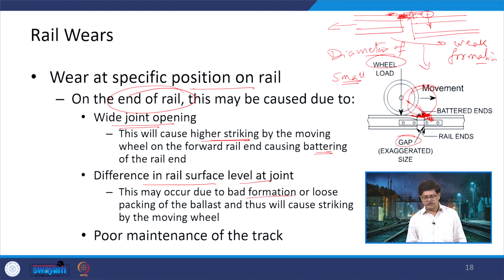It occurs due to bad formation or loose packing of the ballast, which will cause striking by the moving wheels. One factor which we have been discussing from the very starting is poor maintenance: poor maintenance of the track in terms of the formation level, the ballast, the sleeper, the fastenings between the rail and the sleeper, or even in the case of a rail which has been observed to have some fractures starting and remedial measures have not been taken. In those cases, it is always a possibility that because of that poor maintenance these things may occur fast.